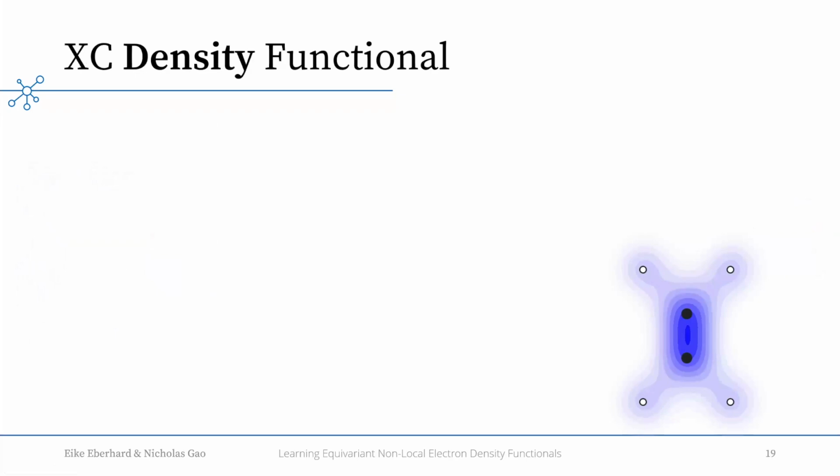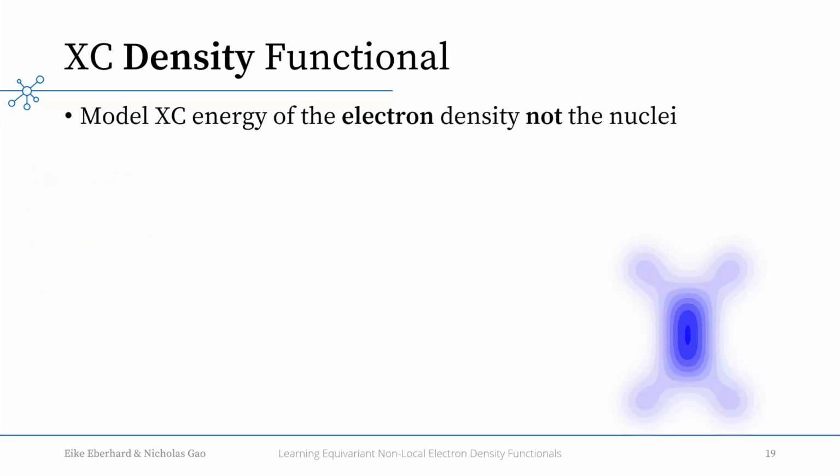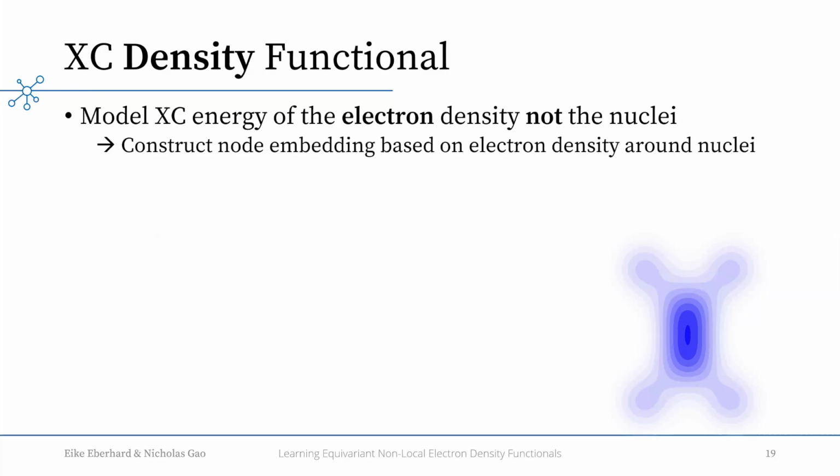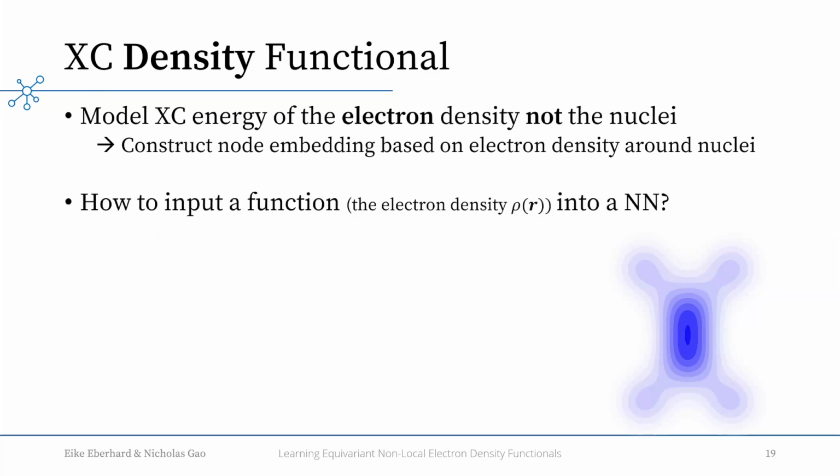The next step: we have to remember it's supposed to be an exchange correlation density functional. So we are interested in the density, not in the nuclei, which I think in the context of this graph learning group is a bit different to what you commonly do and how you do your node embeddings. The idea here is we construct the node embeddings based on electron densities around the nuclei.